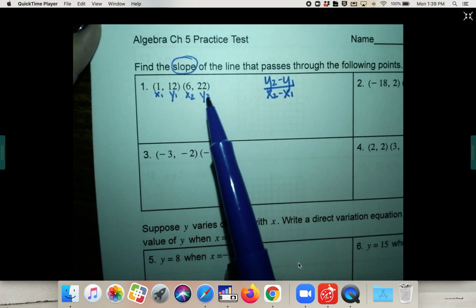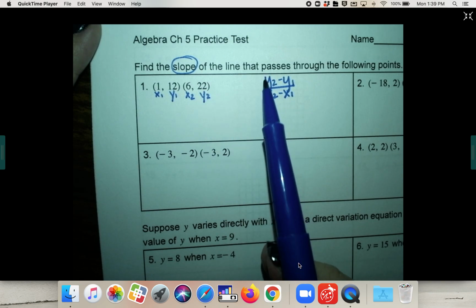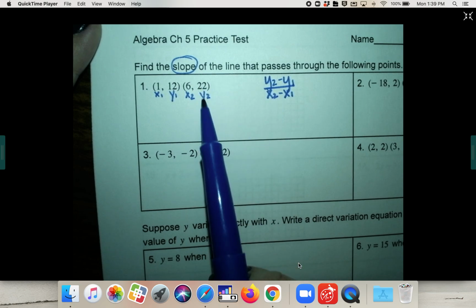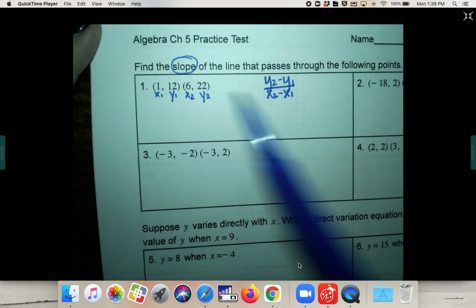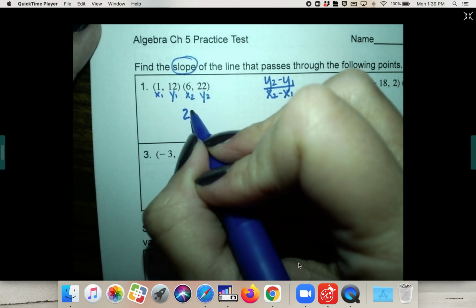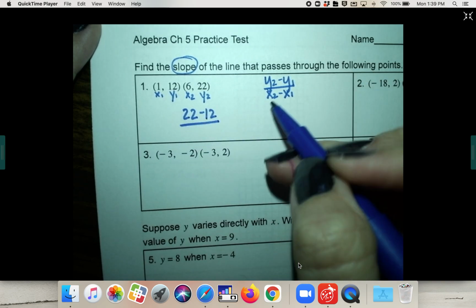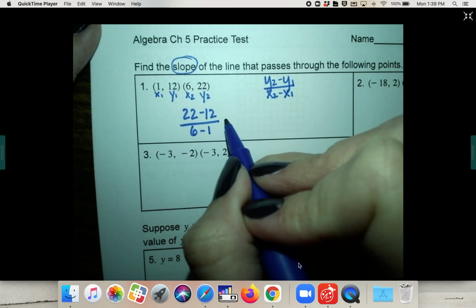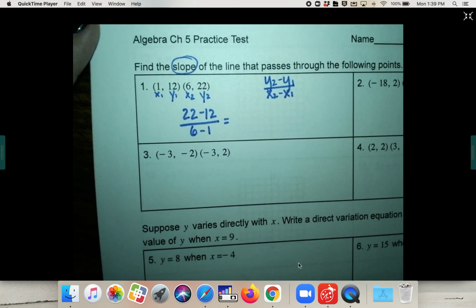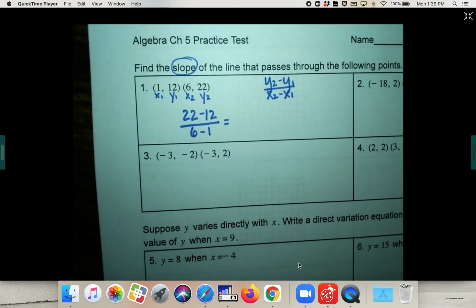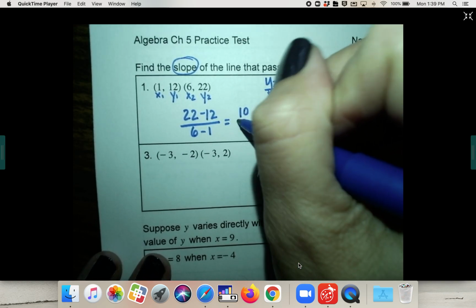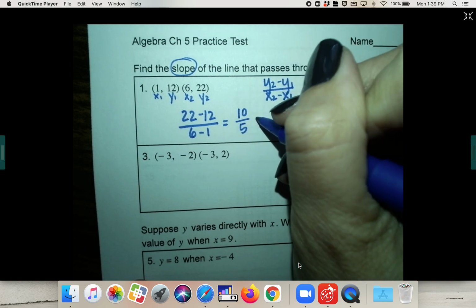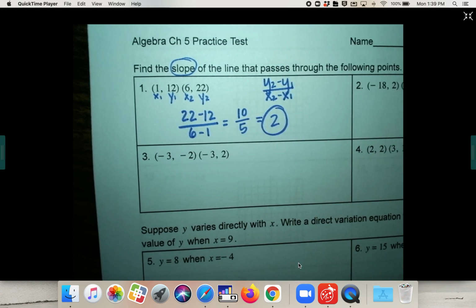And then all you're going to do is take these numbers and plug them in for these letters, these variables. So y2 minus y1 would be 22 minus 12 over x2 minus x1, which is 6 minus 1. All right, 22 minus 12 is 10. 6 minus 1 is 5. It says simplify if you can. 10 divided by 5 is 2. All right, let's keep going.